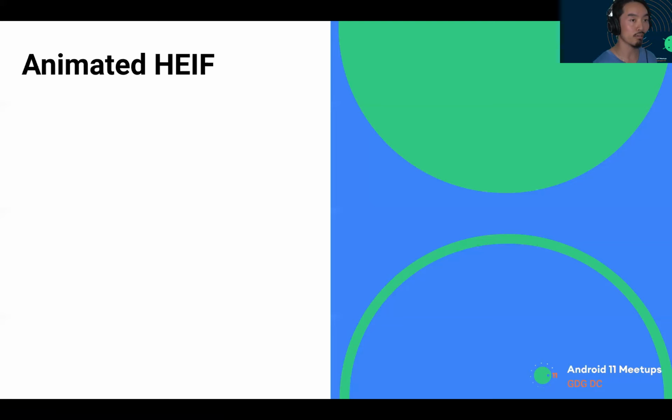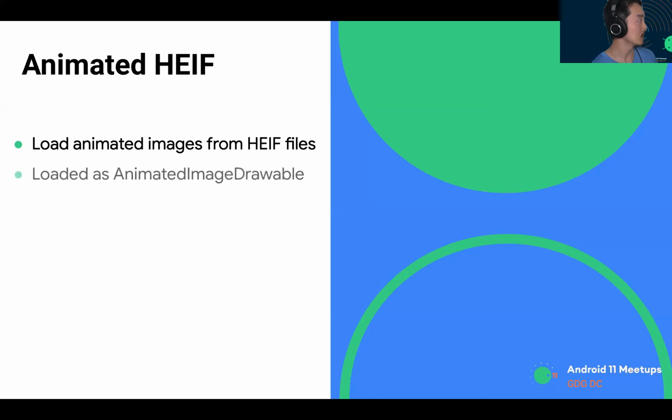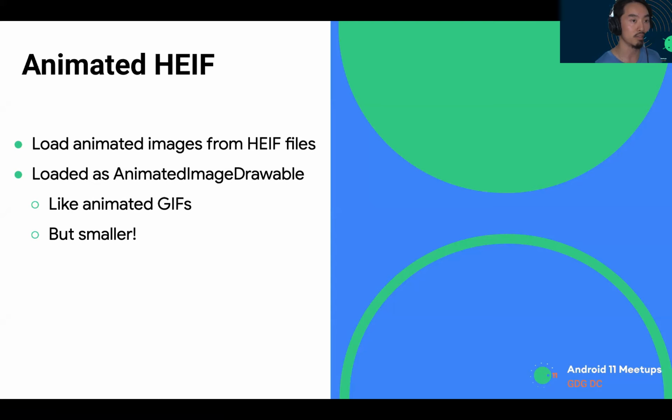Next up is support for animated HEIF files, high efficiency image files. So if you have any of these files, then you can load them into your Android project, and they'll get loaded as animated image drawables. If you don't know what these are, they are just like animated GIF files, but just smaller and much more efficient. So you should try those out.